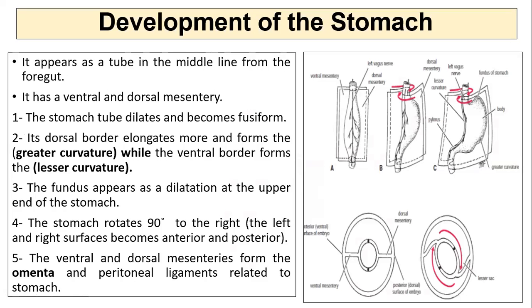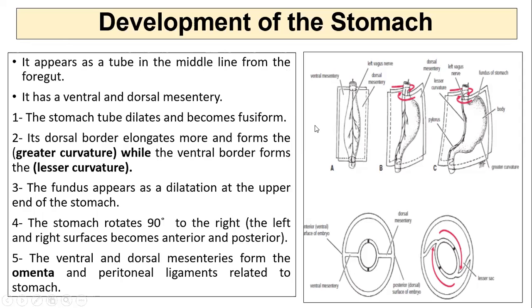Now coming to the development of the stomach. The stomach develops from the foregut as a tube in the middle line. As you can see here, the lower part of the esophagus dilates itself, which is also from the foregut. It forms a fusiform structure here. So initially it will be tube-like. It appears as a tube in the middle line from the foregut.